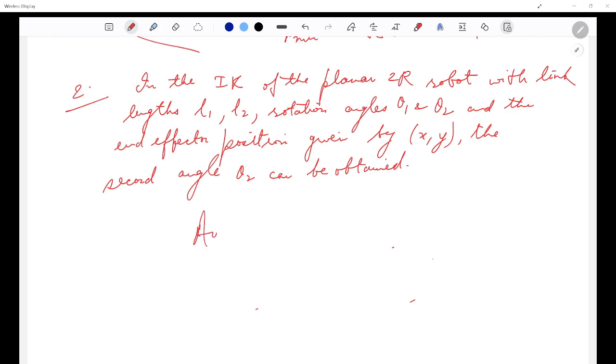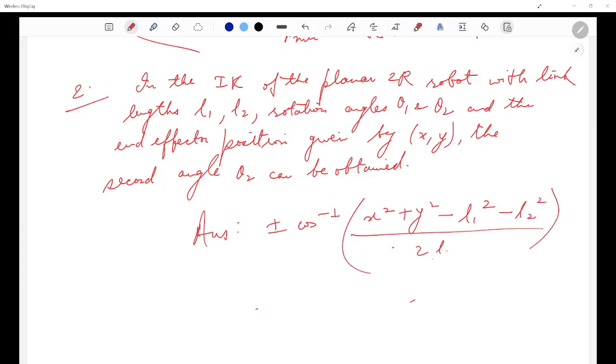The answer to this question is plus minus cos inverse of (x square plus y square minus L1 square minus L2 square) upon 2 L1 L2. I would request you to take a note of this question and please solve it. If you have any confusion, you can come back to this question in the next class. But I think there shouldn't be confusion because a very similar derivation has been done in the lecture. So I'm not doing it right now. We'll move to the next question, but please make a note of it.